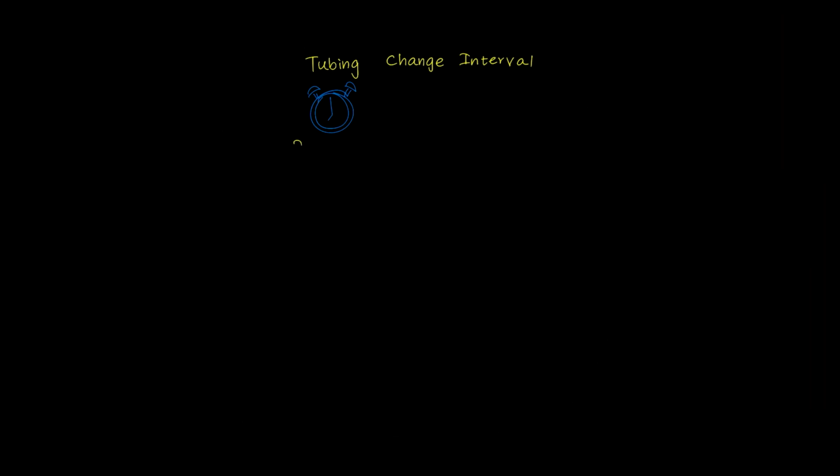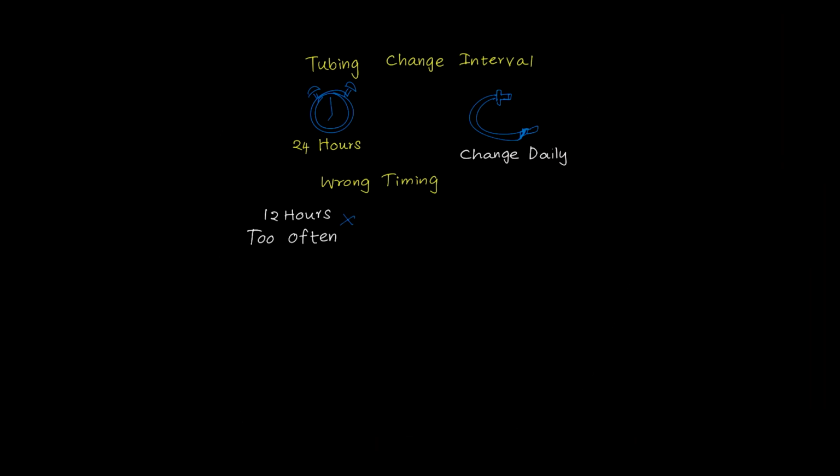Feeding tubing gets changed every 24 hours. Formula sitting inside warm plastic tubing is a perfect environment for bacterial growth. A fresh set every day limits that growth window and keeps the formula reaching the patient clean. 12-hour changes are more frequent than needed, waste supplies, and do not match the guideline. 72 hours is too long. Bacteria have plenty of time to colonize the set, and the patient ends up receiving contaminated formula.